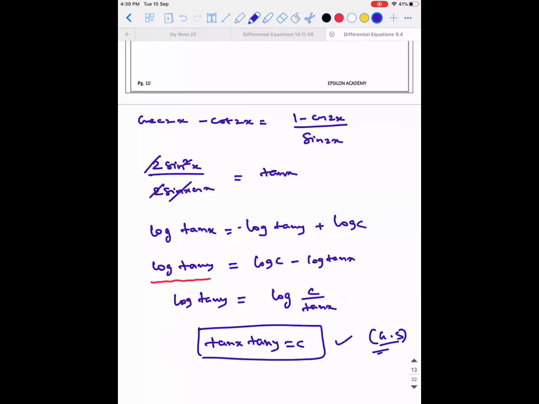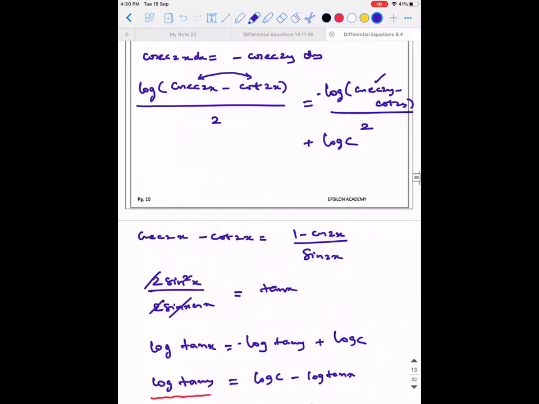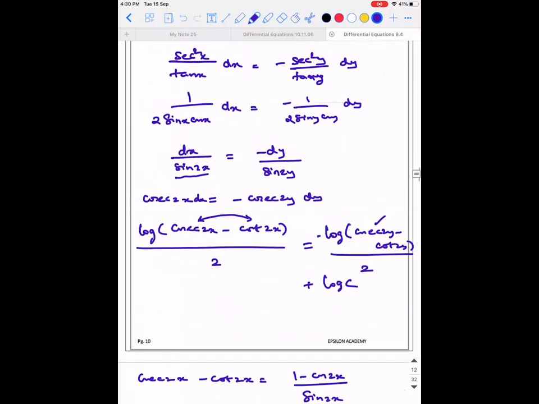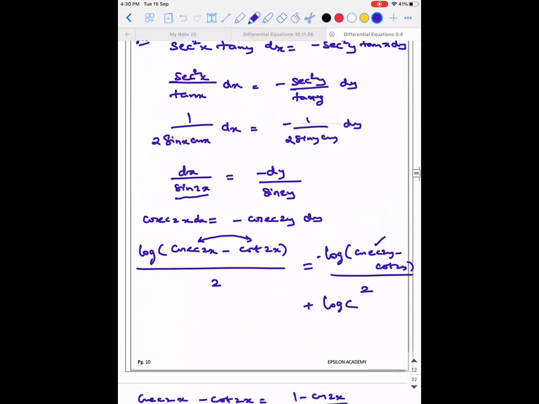So what we did is we tried to write it in the form of sin 2x and then solve. Right? Is there any other way you can solve this problem?